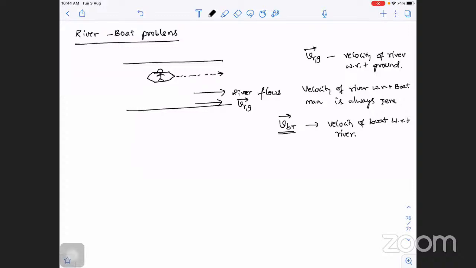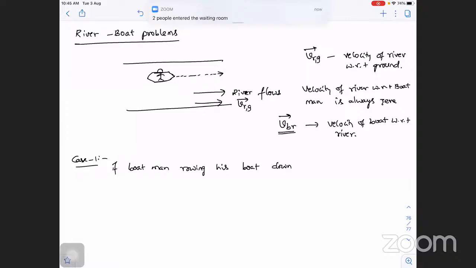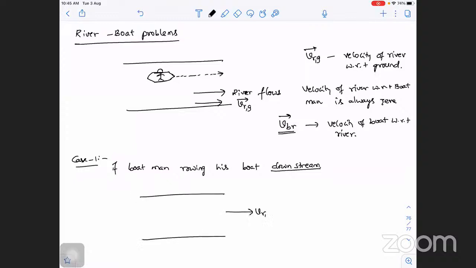Okay. Now let us see one case. I am writing case 1. If the boatman is rowing his boat downstream, all of you listen to this carefully. What is the meaning of downstream? Downstream means, this is the velocity of river with respect to ground, velocity of river with respect to ground.